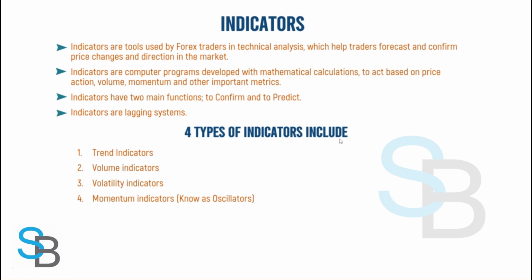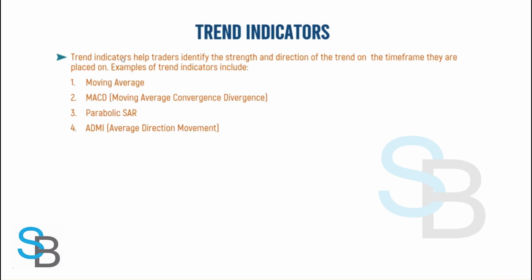There are four types of indicators, which are trend indicators, volume indicators, volatility indicators, and momentum indicators, which are also known as oscillators. Now we're going to look at each and every one of these singularly, okay, starting with the trend indicators.